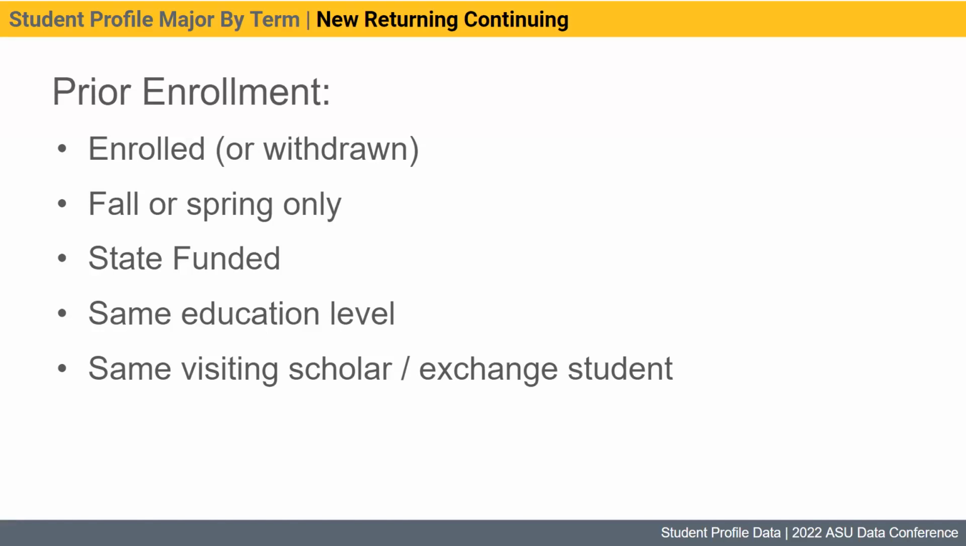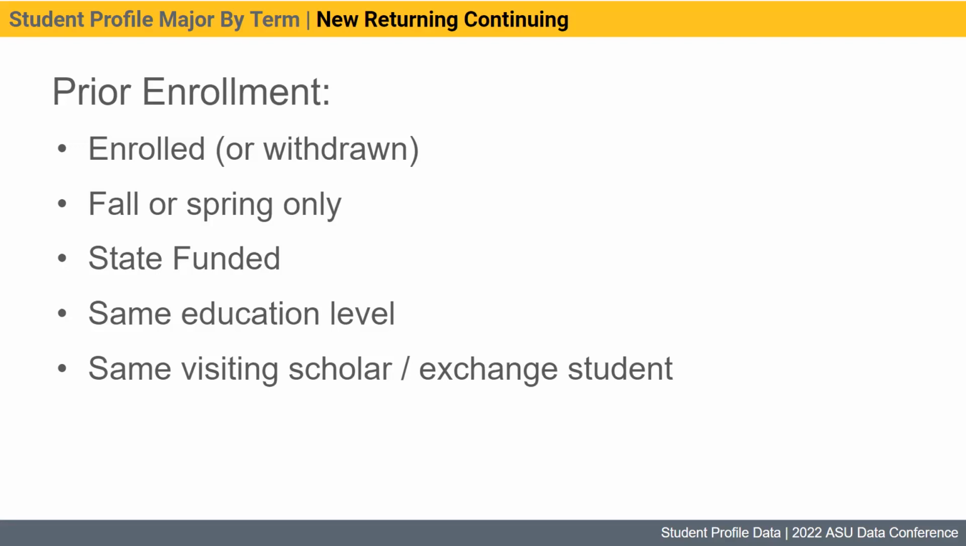The enrollment in the prior term has to be the same education level that they are now. So if they're a bachelor's student now, were they a bachelor's student last semester or were they non-degree? And those categories determine whether they're continuing or they might be new again. If they were a bachelor's student and now they're a master's, they're new again.